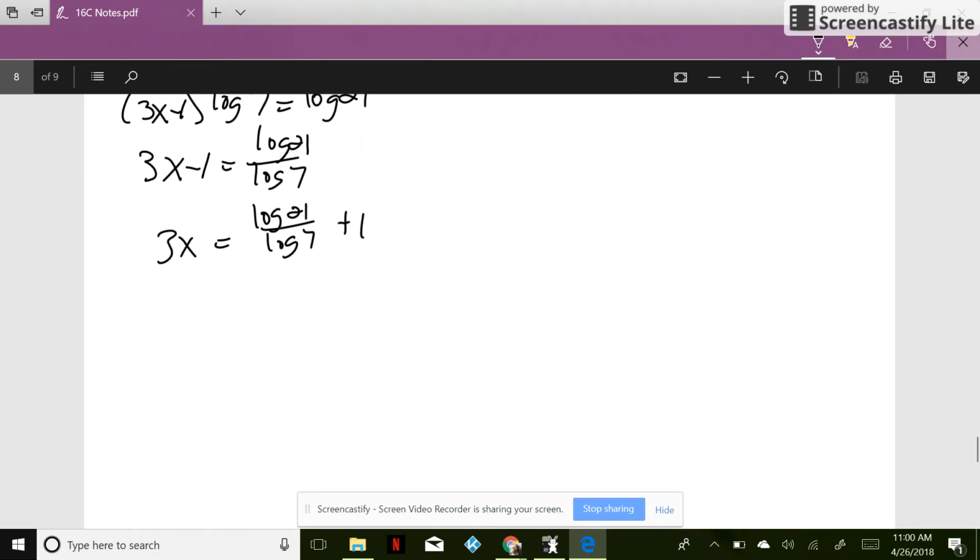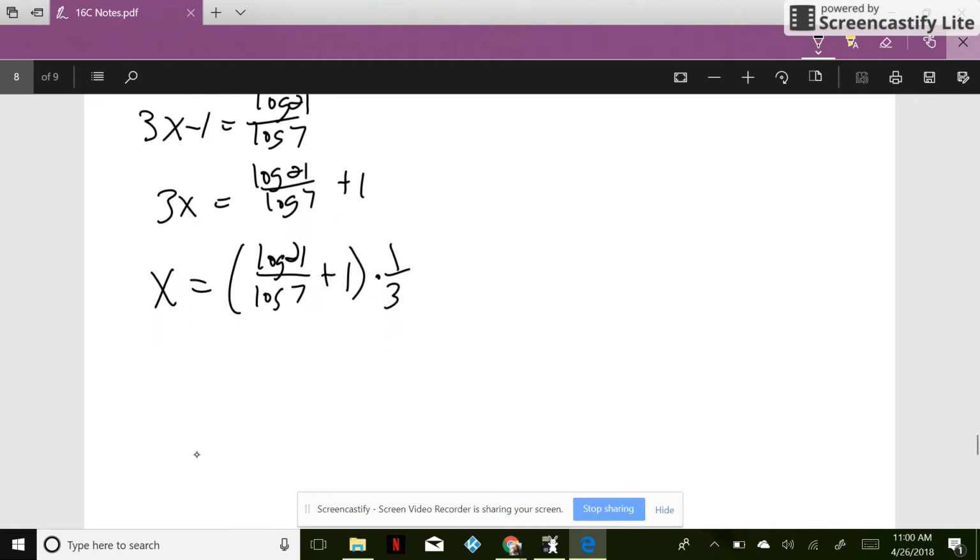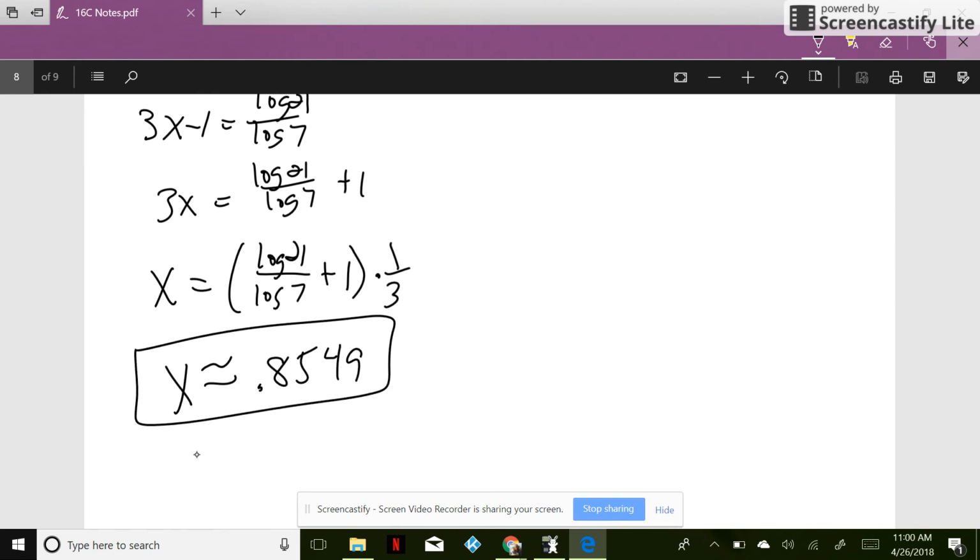And then divide by 3. Or, again, we're taking the quantity log 21 over log 7 plus 1. That's what we're multiplying by 1/3. Plug that into your calculator. You get about 0.8549.